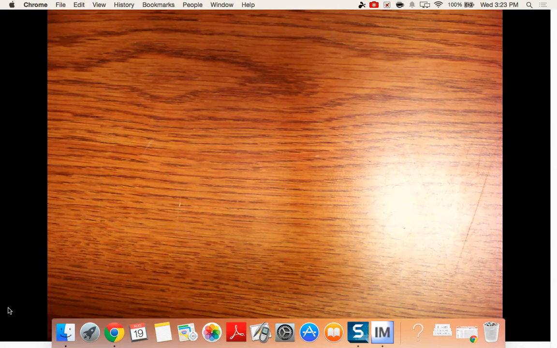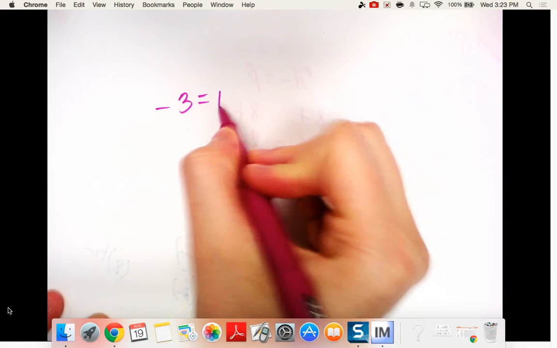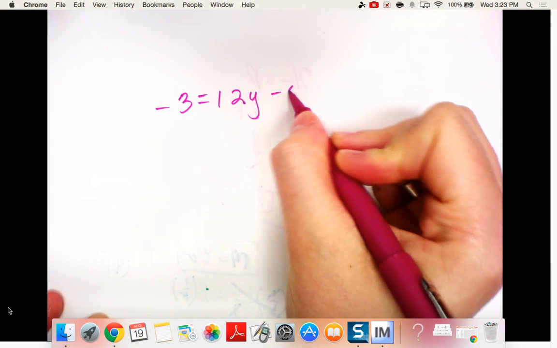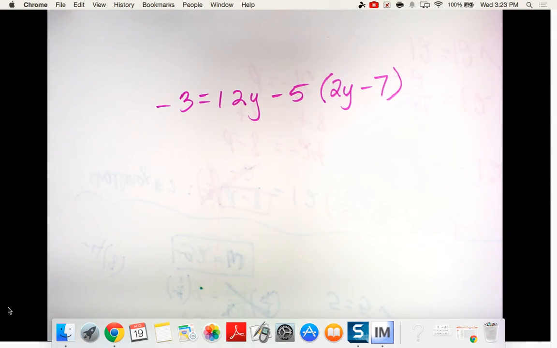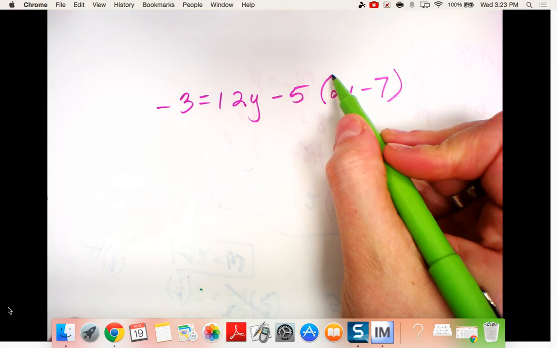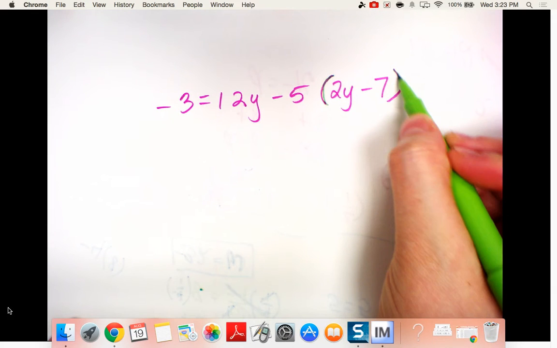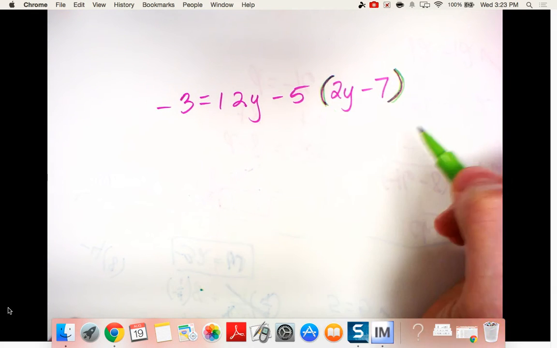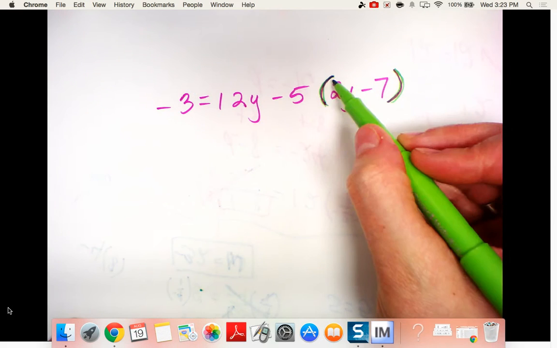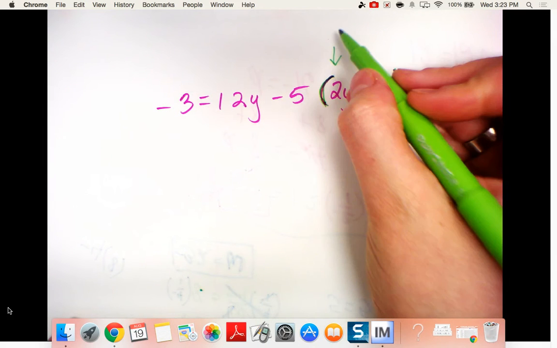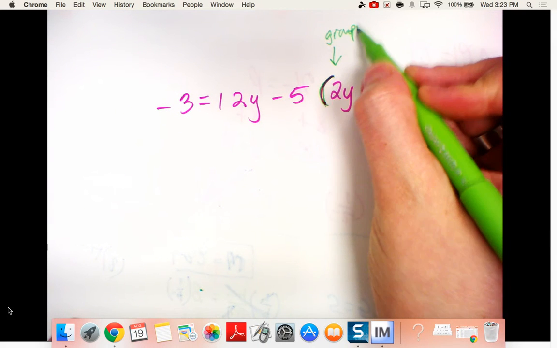Challenge 3 is negative 3 equals 12y minus 5 times 2y minus 7. We have the distributive property in this equation. So if you ever see a group of terms being grouped, the 2y minus 7 is being grouped by these parentheses. These are called grouping symbols.